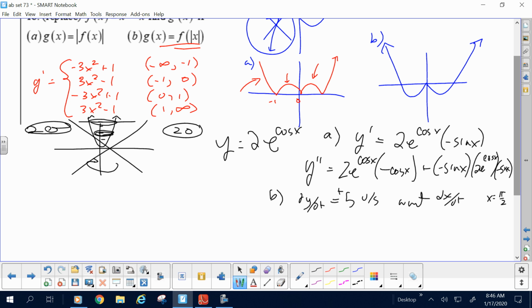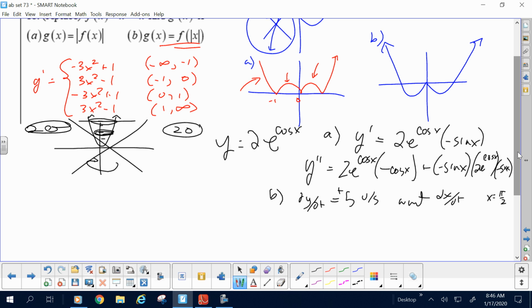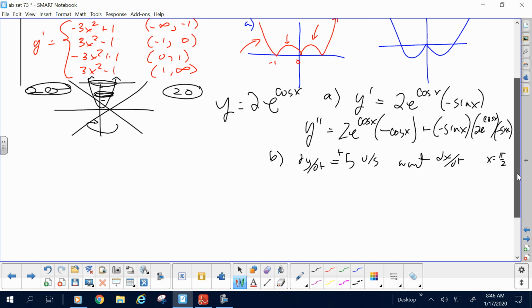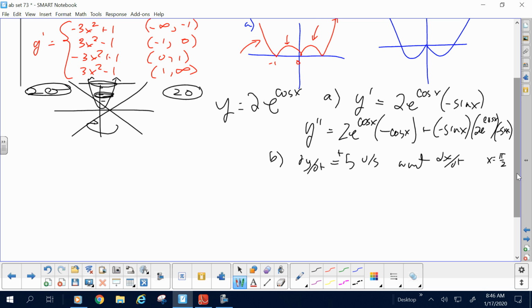Okay, I got you. So can I reuse my part A, or do I need to go back and totally redo my derivative? I need to redo the derivative. I used y prime notation, but what did I really take the derivative with respect to? With x. So I need to go back and take the derivative with respect to time.